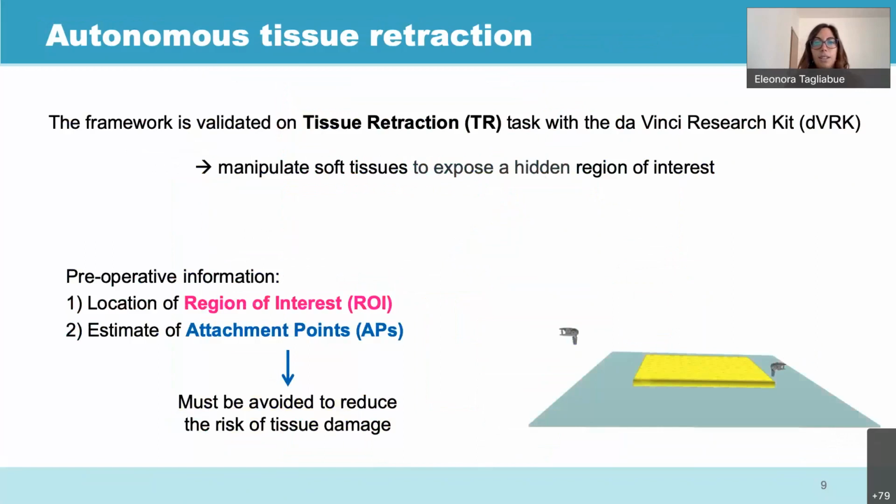So we have tested this workflow that I've just detailed on the automation of tissue retraction, which is a surgical task where we have to manipulate the soft tissues in order to expose a hidden region of interest. So the simulated environment is initialized with the information about the target, which is our region of interest, and an estimate of the location of the attachment points, which represent the simulation boundary conditions.